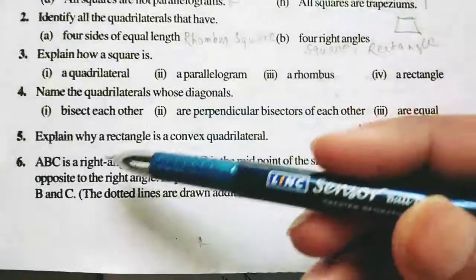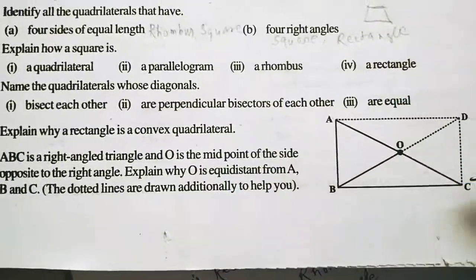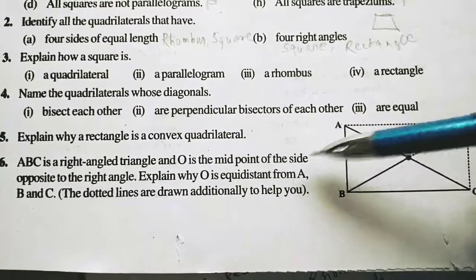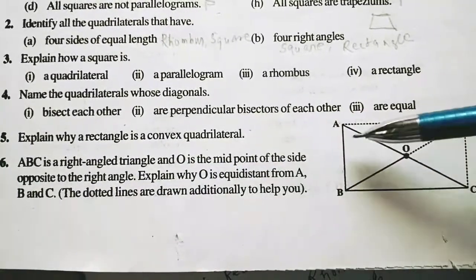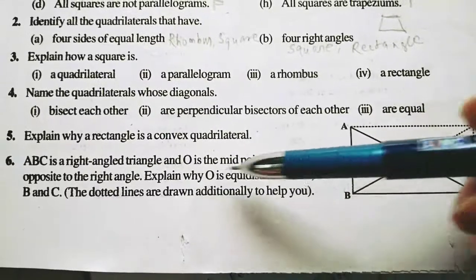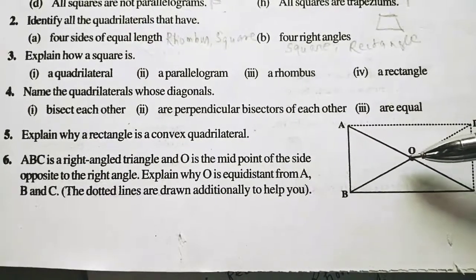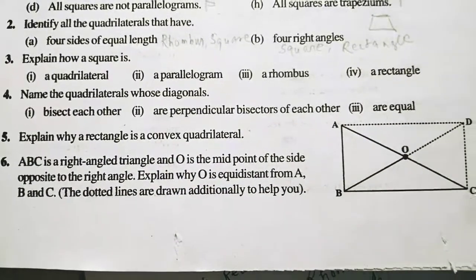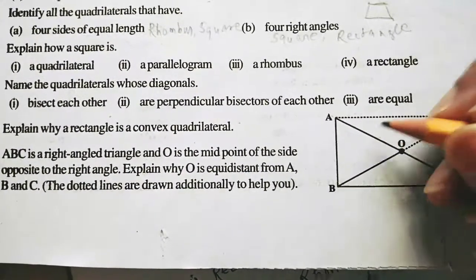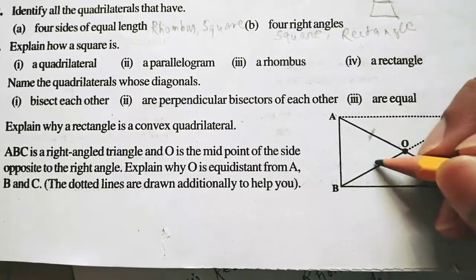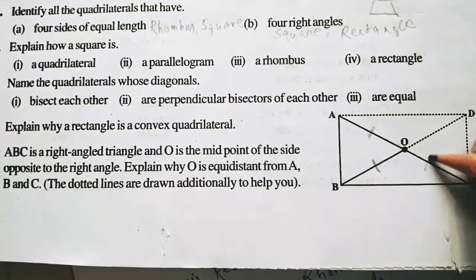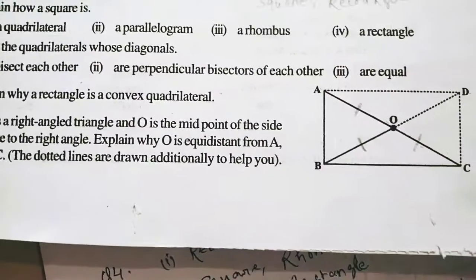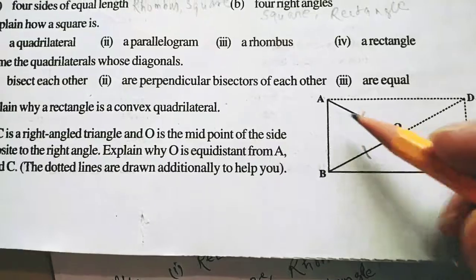Now last question number 6, ABC is a right angle triangle. Here you can see ABC is a right angle triangle where angle B is 90 degrees. O is the midpoint of the side opposite to the right angle. So O is the midpoint of this side AC. Explain why O is equidistant from A, B and C. Equidistant means what? Equal distance. Why OA is equal to OB and OC? Why are the 3 lines equal? You have to explain why O is at the same distance from A, B and C.